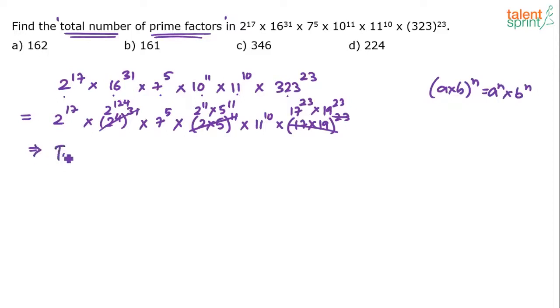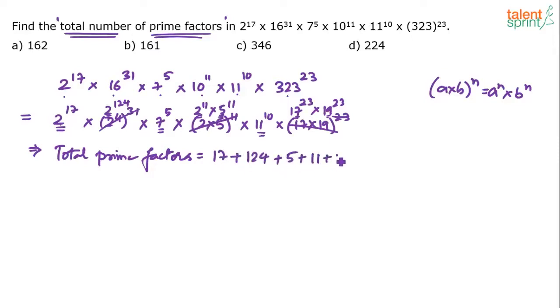Now, total number of total prime factors. Once you have expressed every base, see 2, 7, 2, 5, 11, 17, 19. Once you have expressed every base as a prime number, the total number of prime factors is simply the sum of all the powers. So 17 plus 124 plus 5 plus 11 plus 11. Understand, twice. That's why I expanded this, 2 power 11 into 5 power 11. So 11 and 11 here. Plus 11 power 10, right? 10 plus 23 plus 23. Find out the sum and that will give you the answer.